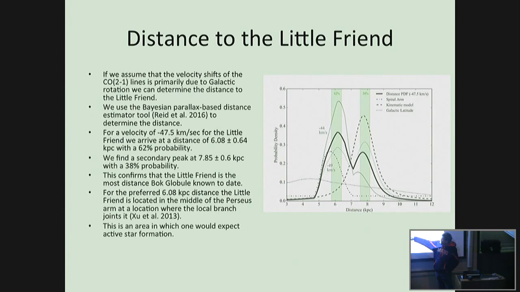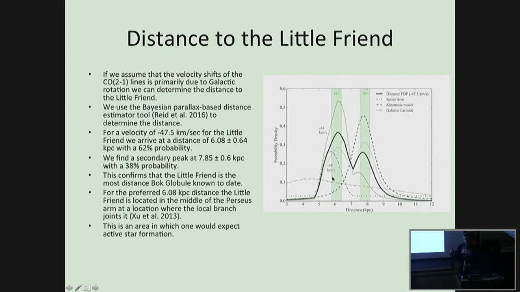This also confirms this is not only an X-ray detection of a Bok globule, but it's the most distant one seen to date. Prior to this, most Bok globules are seen at a distance of around 2 kiloparsecs at the furthest. We're seeing one at 6 kiloparsecs. What's nice is this sits right down in the Perseus arm, right where the local branch comes into the Perseus arm, which should be a rich star-forming region. So it's all a consistent picture of where the little friend should be found.